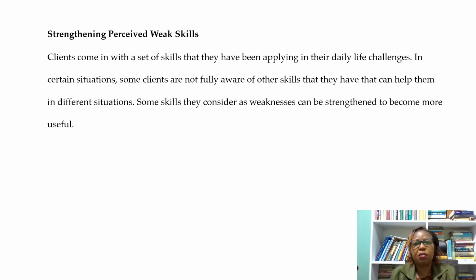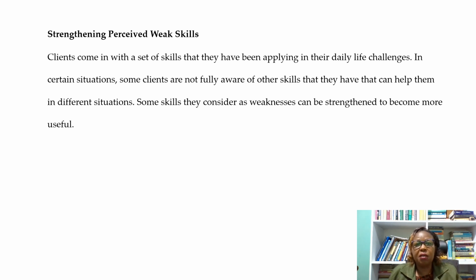For example, if somebody tells you that they like helping, but this helping has been taken for granted, they have been abused because of this helping. Basically, they have been abused. And so at the end of the day, you may find them asking you, how do I stop being this kind so that people don't take advantage of me? Definitely, you don't want them to be cruel to people. You do not want them to be who they are not. And so the best thing that you can do is to strengthen what they perceive as weak.